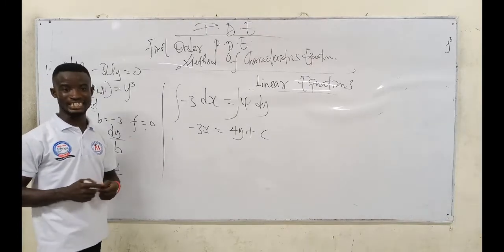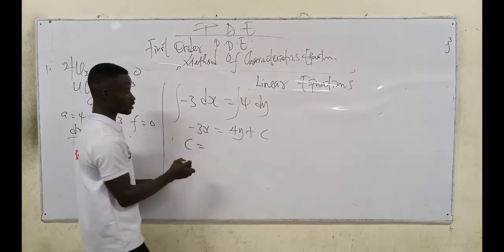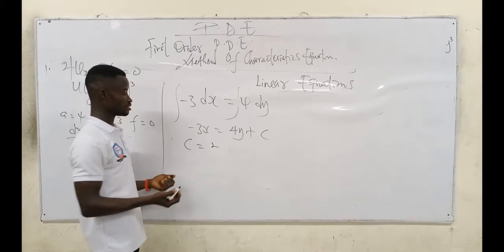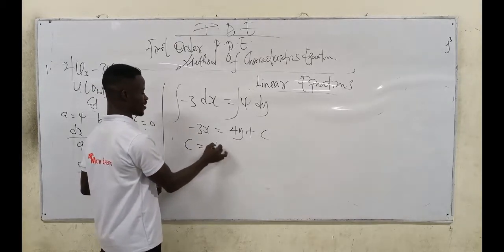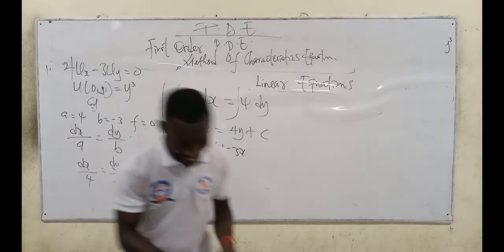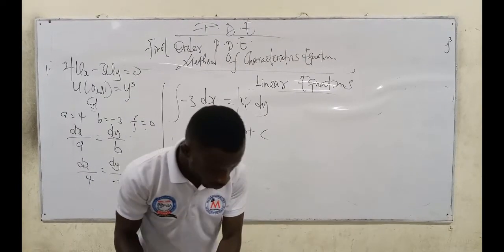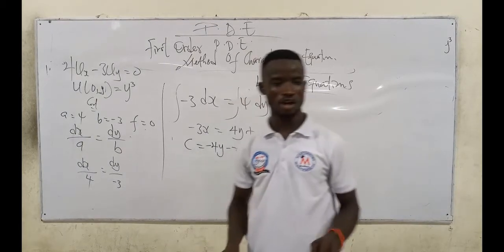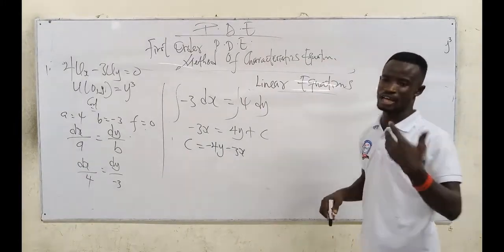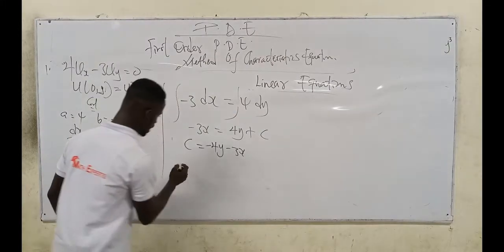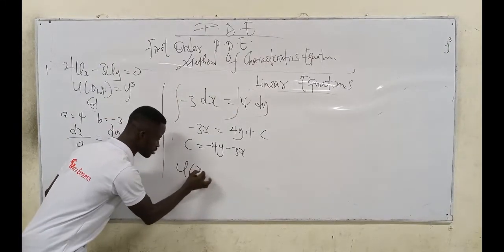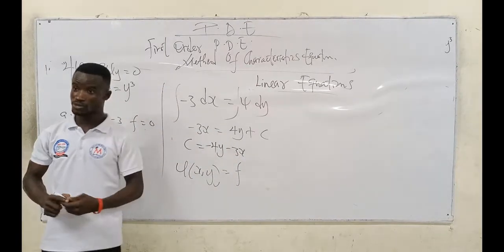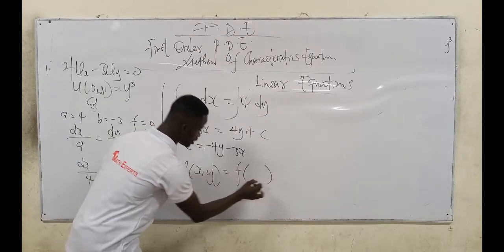Here, what we do is make the C the subject. What are we going to get? Minus 3x, 4y plus 3x. Alright, so what we are going to do is get a function, like when we are doing the directional derivative. We are going to get the function of what? U in terms of X and Y to be equal to this F, we can use G. It's still the same thing.